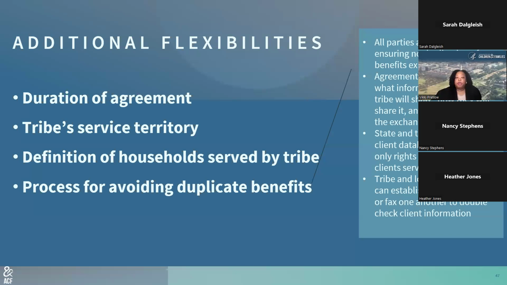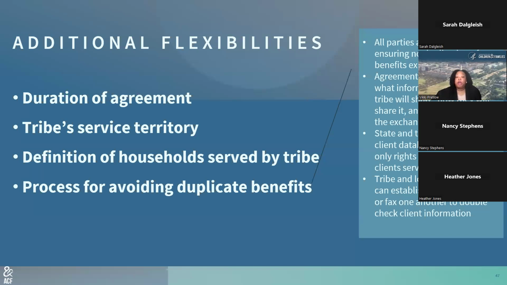Another component that should be included in the agreement, where there is some flexibility, is in the process for avoiding duplication of benefits. And this is a component that both the state and the tribe are responsible for ensuring. There is no duplication of benefits between the two programs, or at least there should be none. The state-tribe agreement should specify what information the states and the tribes will share, how they will share that information, and the frequency with which they will share that information. For example, states and/or tribes can share a client database or grant view-only rights to double-check clients served.